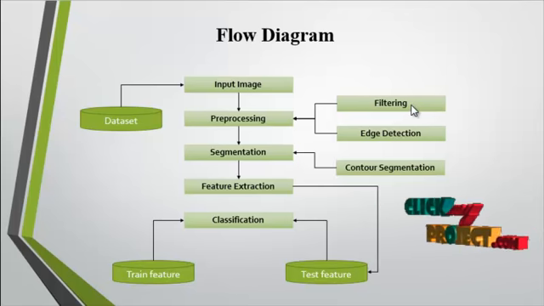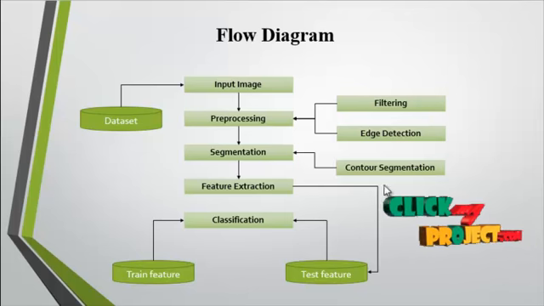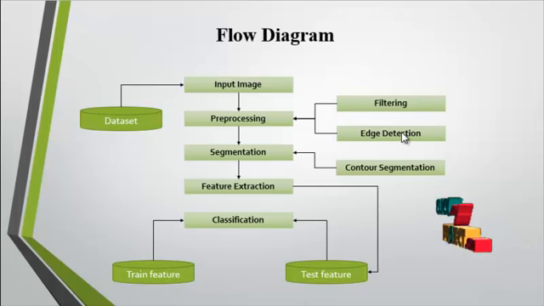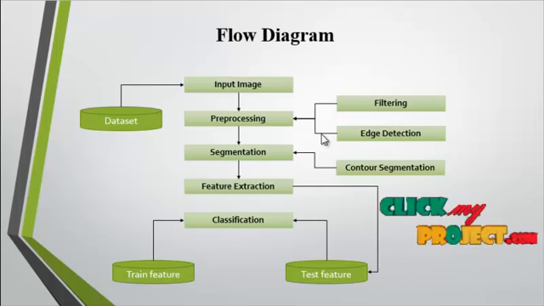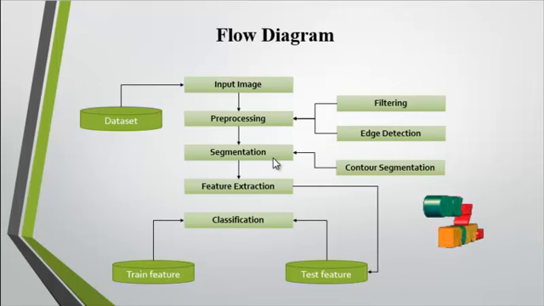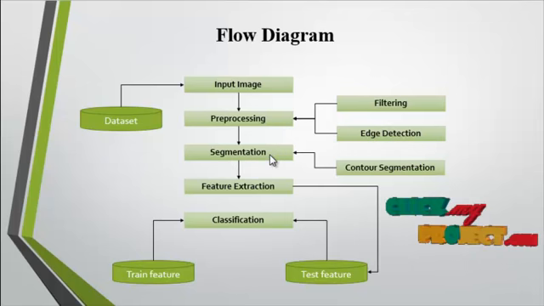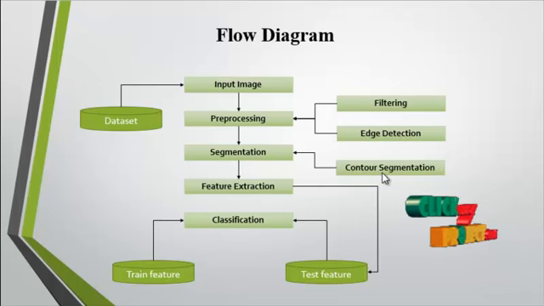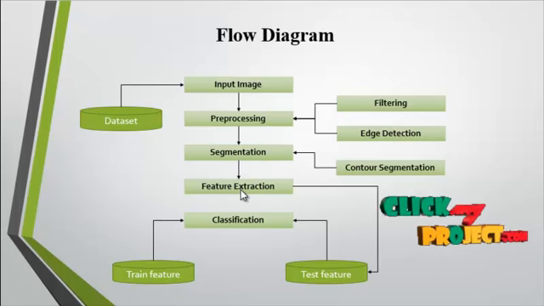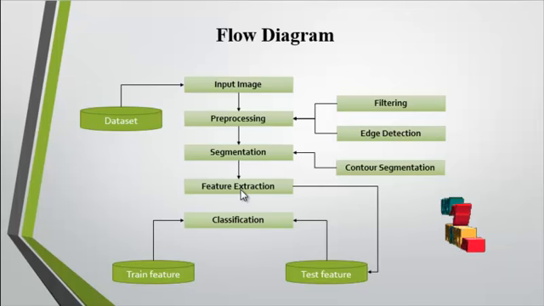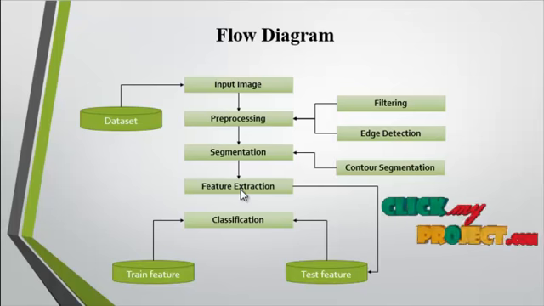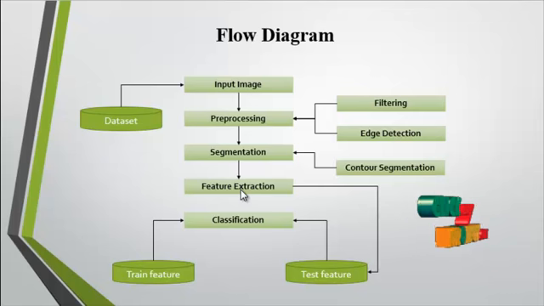After the noise removal the edge detection is carried out. For the edge detection we use the Canny edge method. After the edge detection the segmentation is carried out. The segmentation is carried out using the contour segmentation method, and the segmented image undergoes feature extraction. In the feature extraction we extract local features such as area, length, width and perimeter of the image for both the cytoplasm and the nucleus of the image.